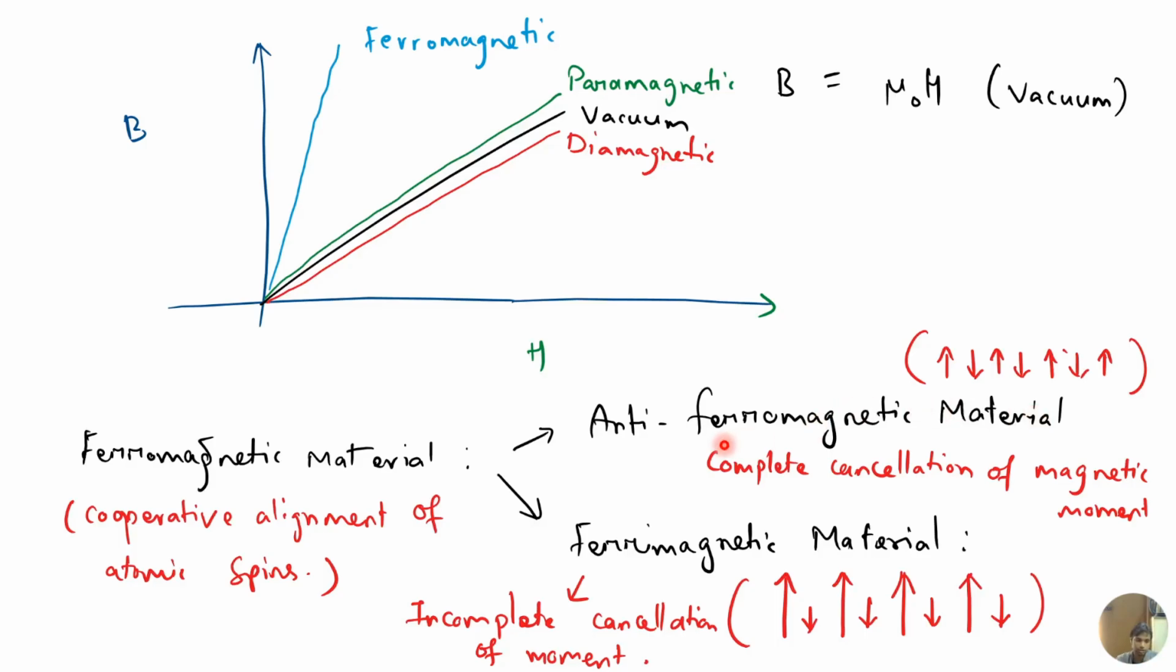material. Okay, now the other thing that can happen is there can be ordering, but the opposite magnetic moments do not cancel each other perfectly. Those kinds of materials are called ferrimagnetic materials.